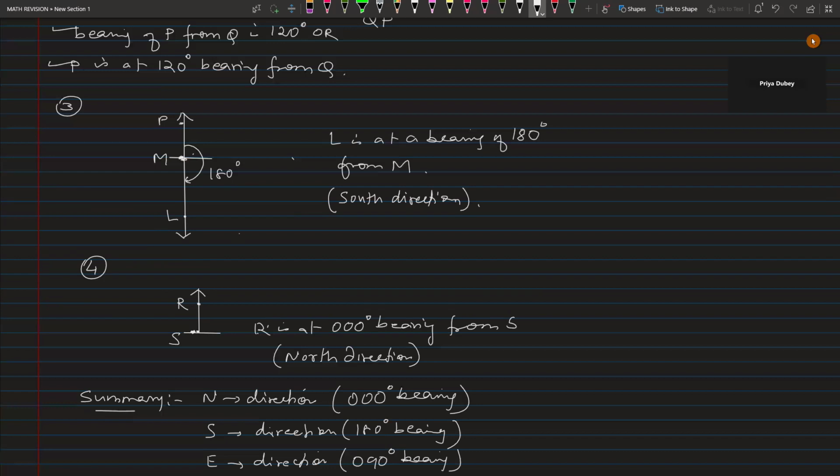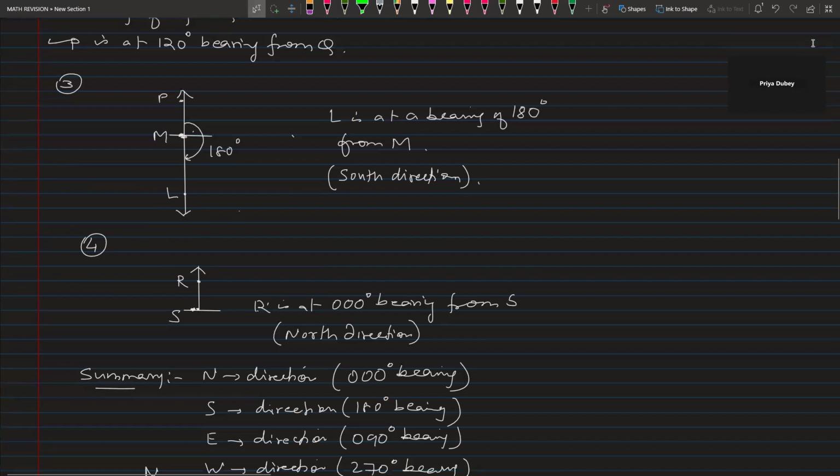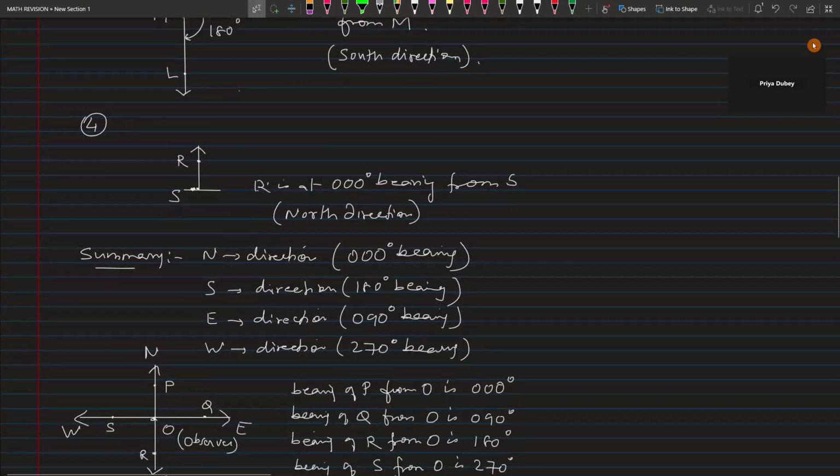Is that clear? Now I will give you a summary of this. North direction means 000 bearing. South direction means 180 degree bearing. East direction will mean 90 degree bearing. And west direction will mean 270 degree bearing. Okay. This is the summary of bearing.